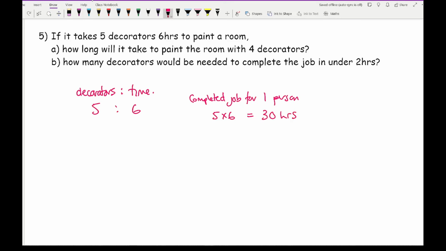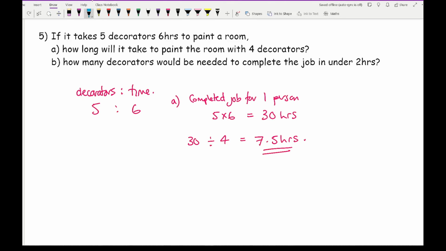So from this, if we've got 4 decorators, then that's going to be 30 divided by 4, which gives us an answer of 7.5 hours, which again makes sense, because if you've got less decorators, the job will take a little bit longer.